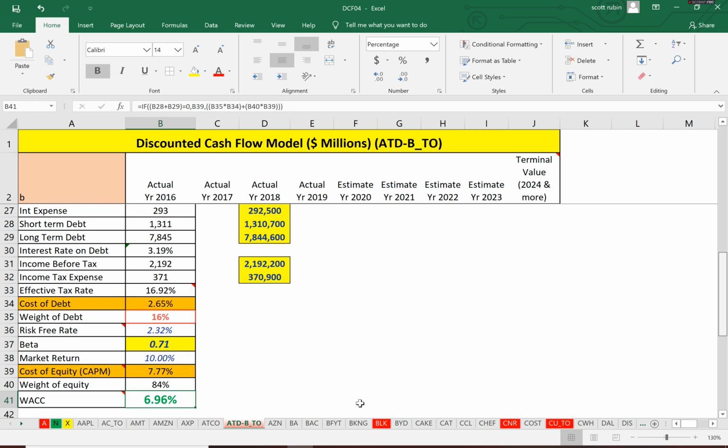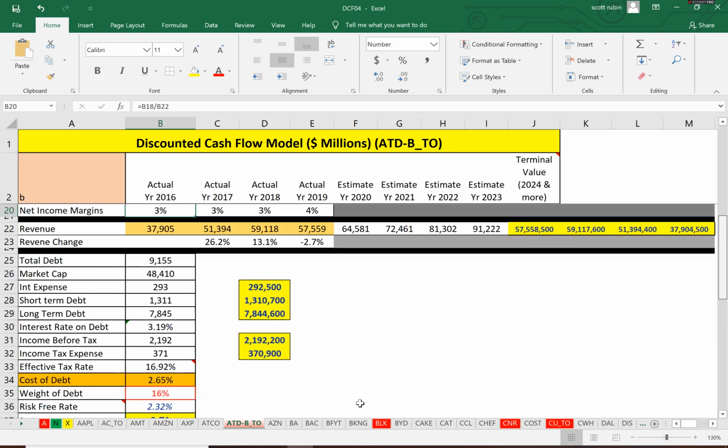And this number is the WACC, 6.96%. And this is the price this company pays to obtain financing. So they need to generate at least 7% every time they take on a project in order to add value to its investors. So we're going to discount the cash flows by this 6.96%.